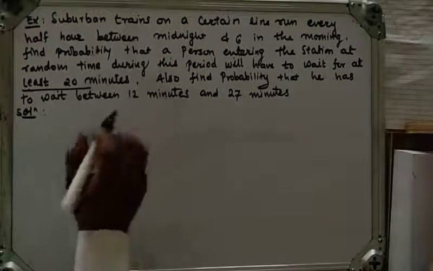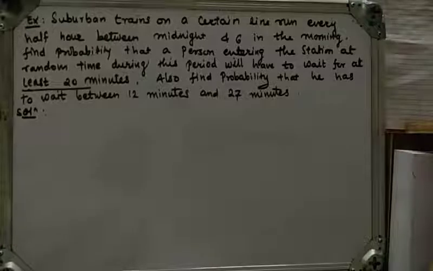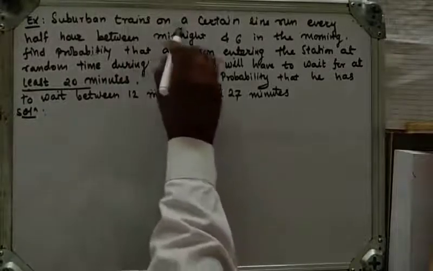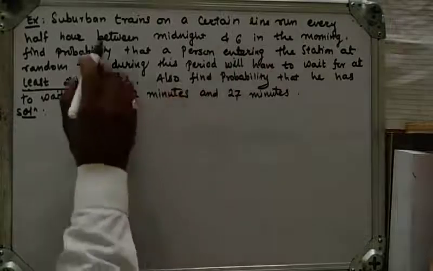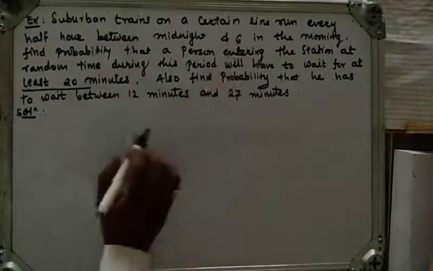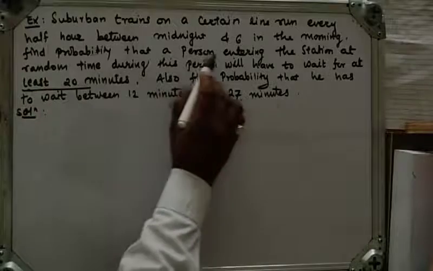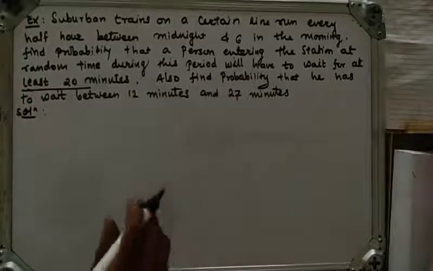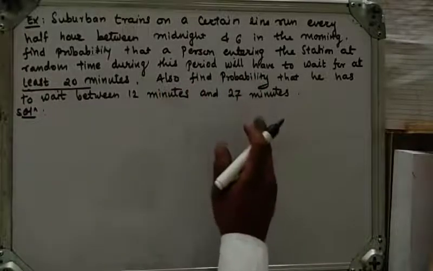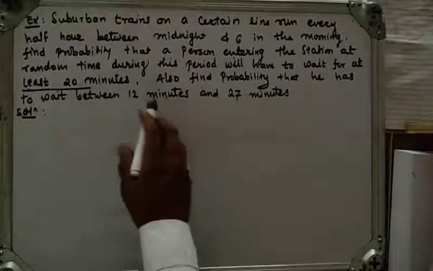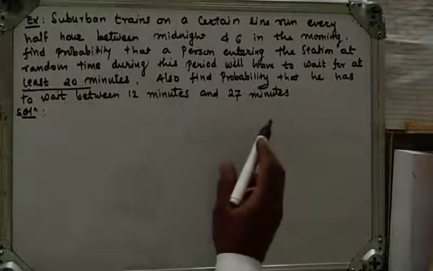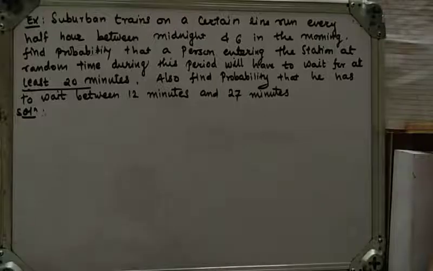So here we have a uniform distribution. Suburban trains on a certain line run every half hour between midnight and 6 in the morning. Find the probability that a person entering the station at a random time during this period will have to wait for at least 20 minutes. Also find the probability that he has to wait between 12 minutes and 27 minutes.